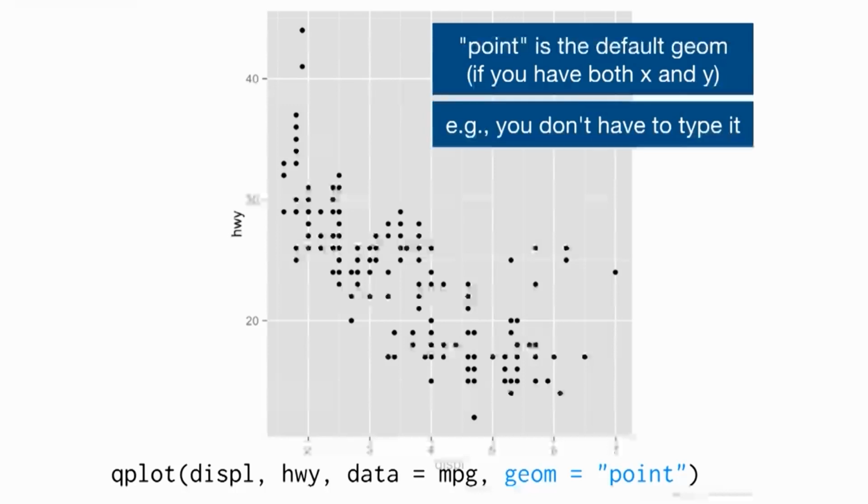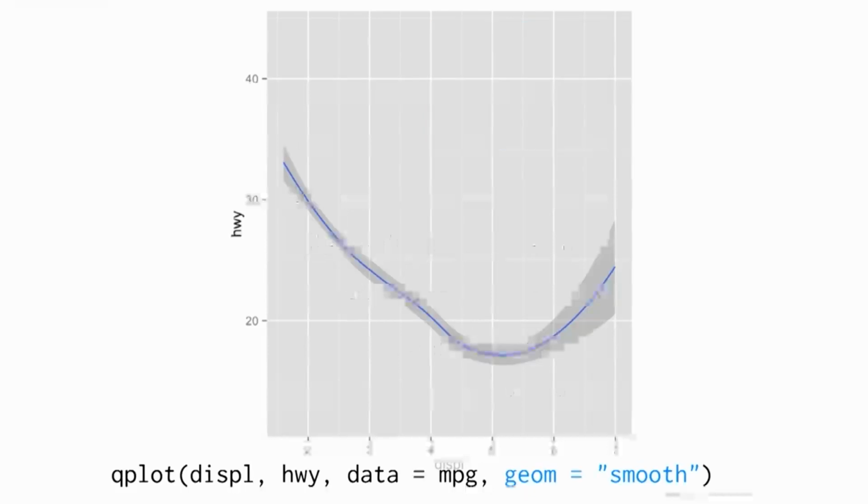To make a new plot, you could set the geom to smooth. And then R will display your plot like this. Instead of drawing points to display the data, it draws a smooth line that fits the data to show where the basic relationship between x and y appears.